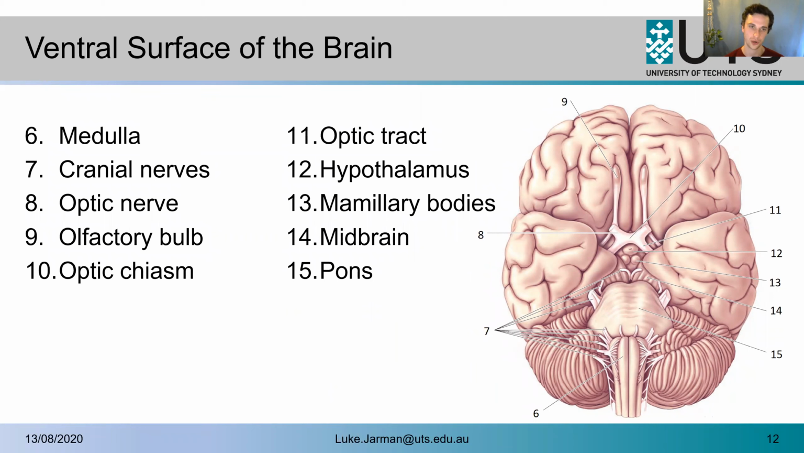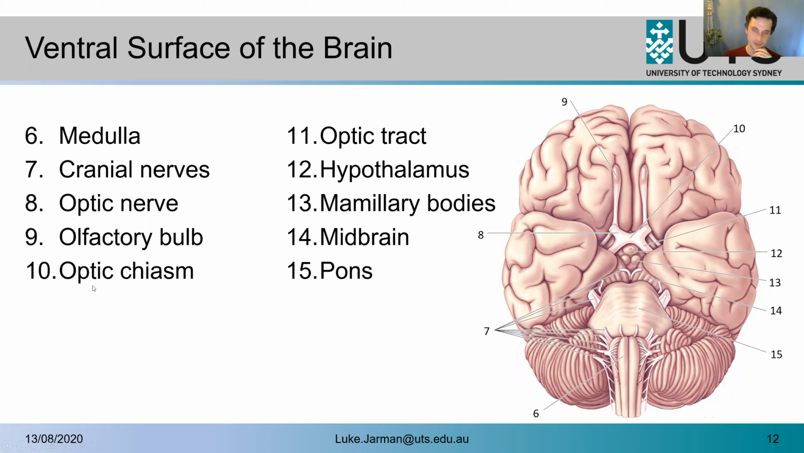So you actually have 12 cranial nerves, which we'll go through in a couple of slides' time. And they're really, really important. So you'll actually get to learn all of them, which is great, all 12 of them. 8 is your optic nerve. It is one of your cranial nerves. 9 is your olfactory bulb. As we looked at before, we had a side view of the brain, and you can see the olfactory bulb was pointing down the bottom of the brain. So it sticks out of your cortex.